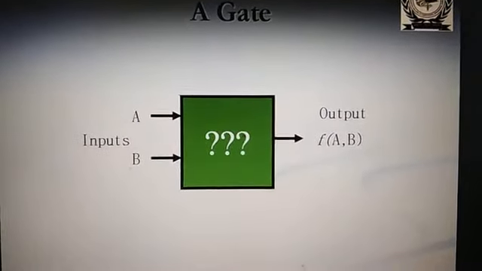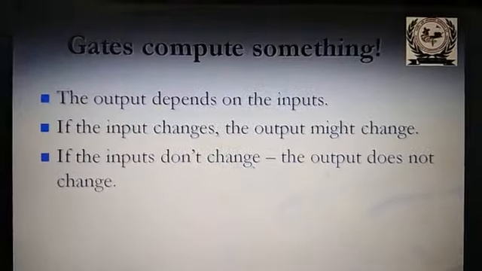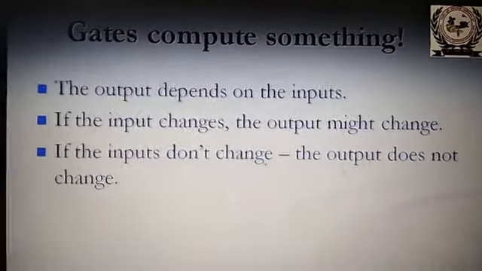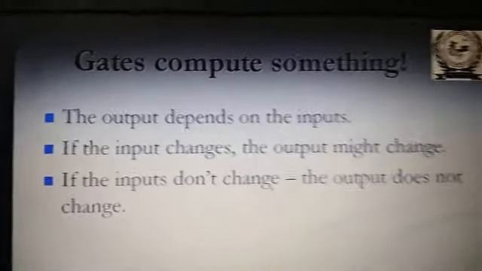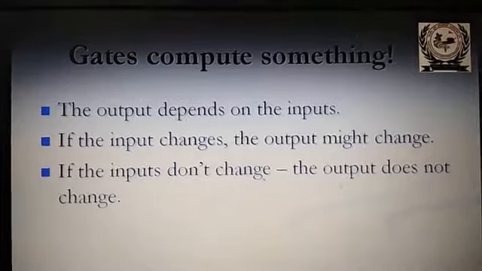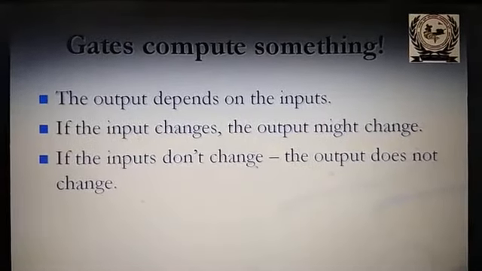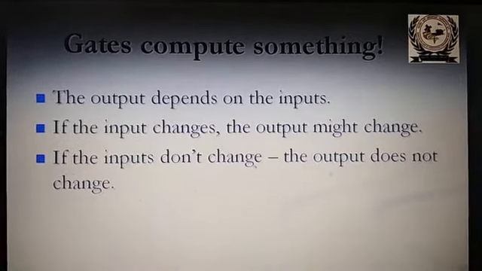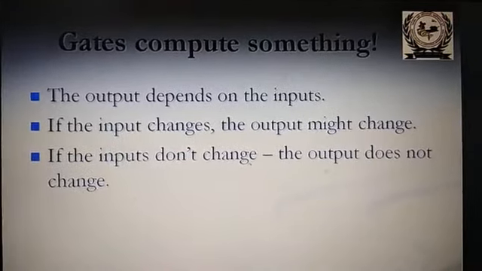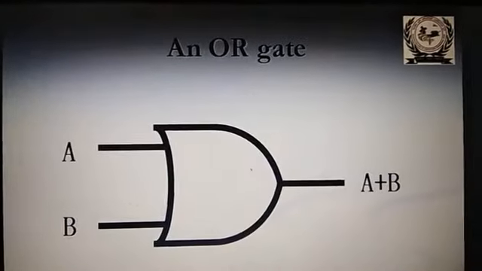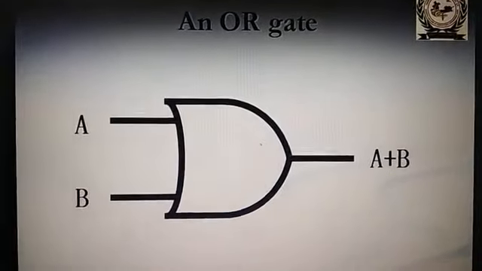You can see here a gate where A and B are the inputs and the output is a function of A and B as an input, right? Gates compute something. The output depends on the inputs. If the input changes, the output might change. If the inputs don't change, the output does not change. We have already seen this.